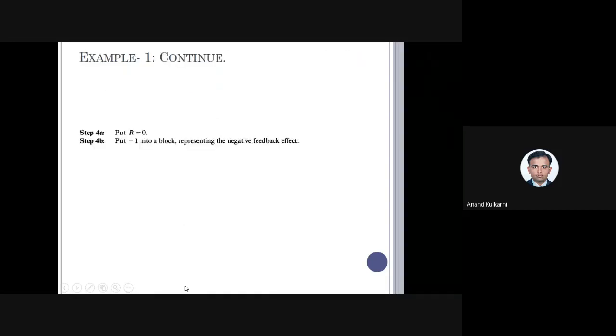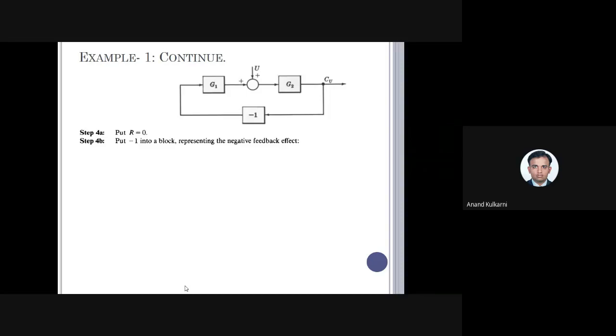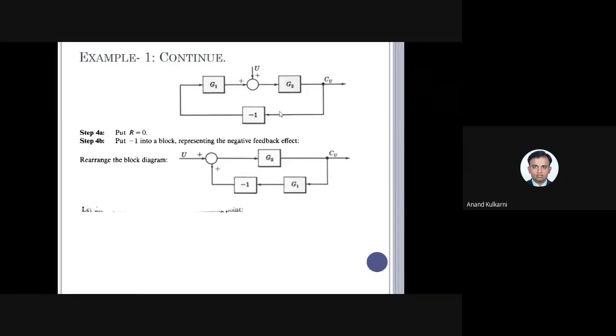Then similarly, in part B, the second part of this problem, we have made R as 0. Once R is made 0, this is the block we are going to get like this. And here it is like a feedback signal with a negative sign, and this we are going to get like this.